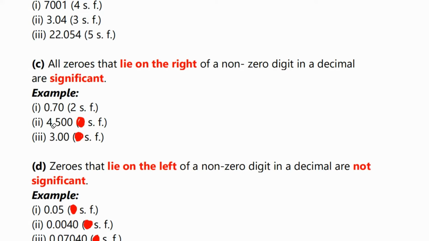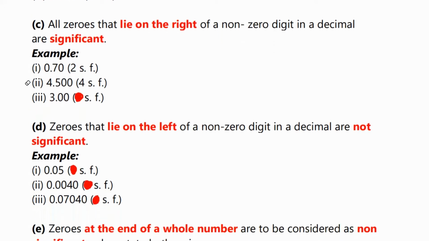Number 2, 4.500. So the 0 here is behind the decimal. So these two zeros are all counted. So we have 1, 2, 3, 4. 4 significant figures. Number 3, 3.00. So this one is 1, 2, 3. 3 significant figures.